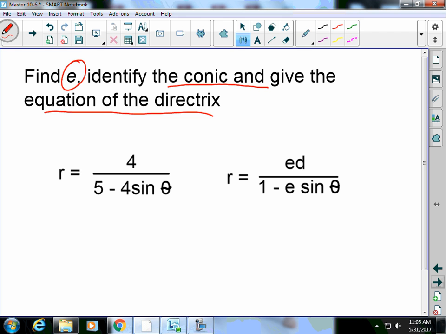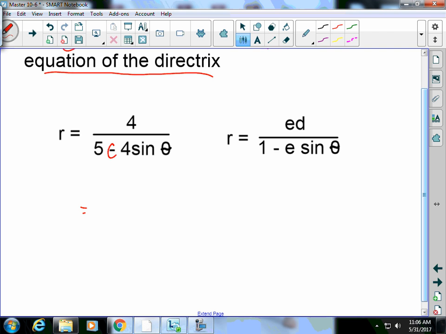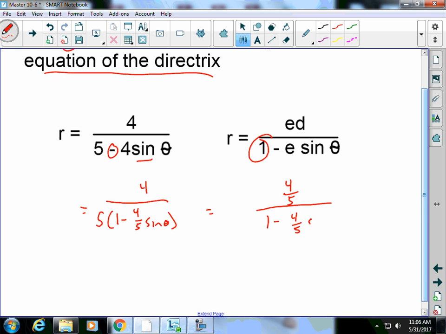So first I'm going to fix the problem so I can see what I have. I'm glad I see I have a minus, so I know some stuff there. I have sine, so I know I'm dealing with y's. Right? So I have in the numerator 4. The standard is a 1 here, so let me factor out a 5. 1 minus 4/5 sine theta. I'm going to bring that 5 up. So now I have 4/5 all over 1 minus 4/5 sine theta. That's what r is equal to.